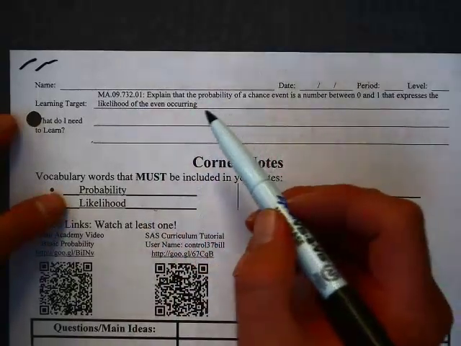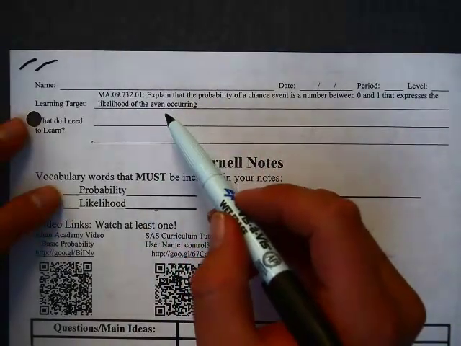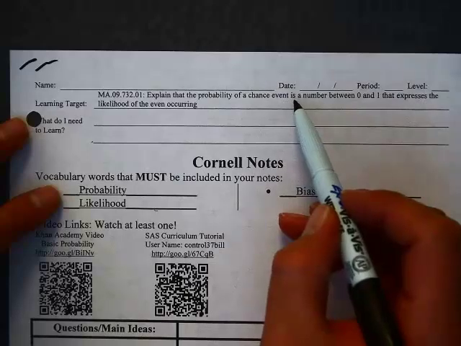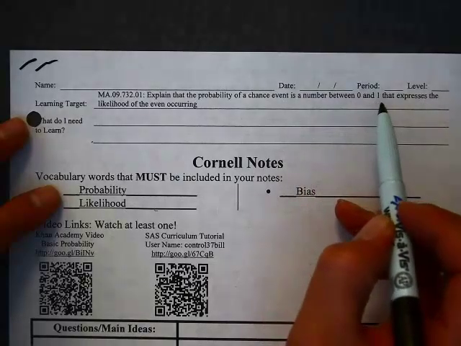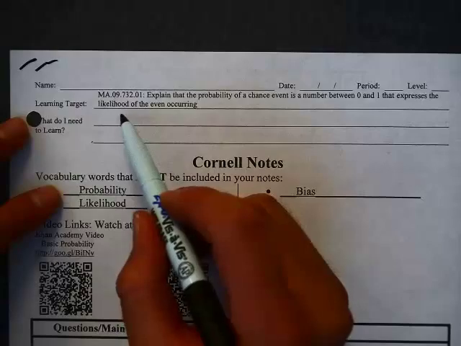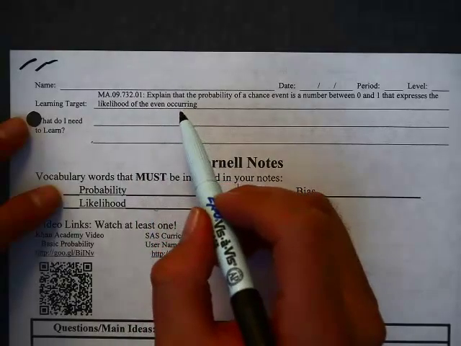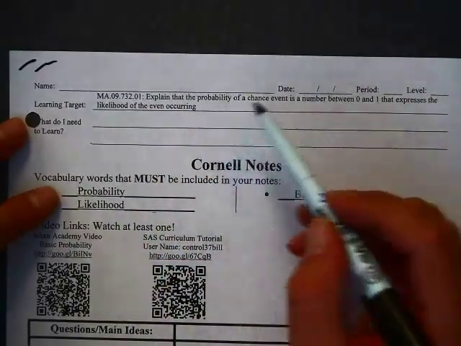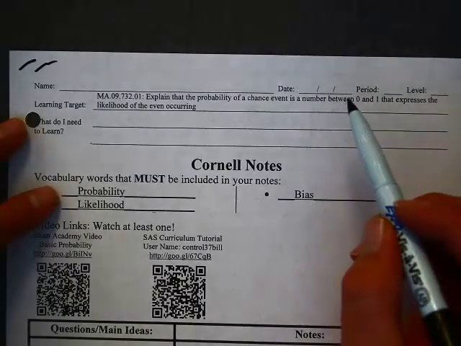So today's learning target is 0973201, and it says to explain that the probability of a chance event is a number between 0 and 1 that expresses the likelihood of the event occurring. And what this means is the probability of a chance event is between 0 and 1.